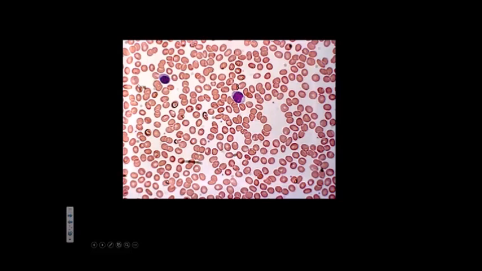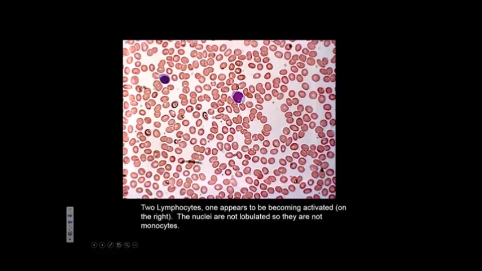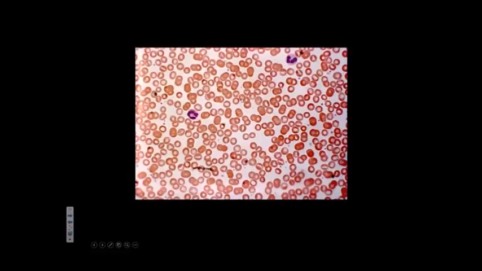Two white blood cells. What are they? The nucleus is kind of oval and round. It's not lobulated. There's a slight indentation. That's okay. Probably a lymphocyte. Both. One of them looks like it might be becoming activated. Or if it's not becoming activated, that's the way it normally looks. It's definitely a natural killer cell, which still says it's a lymphocyte.